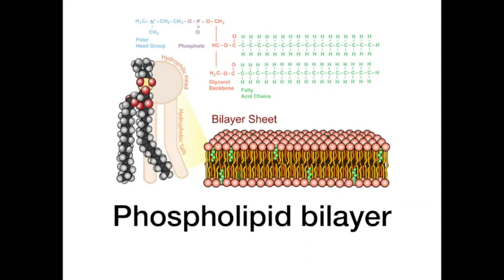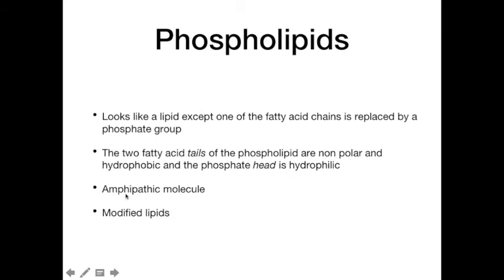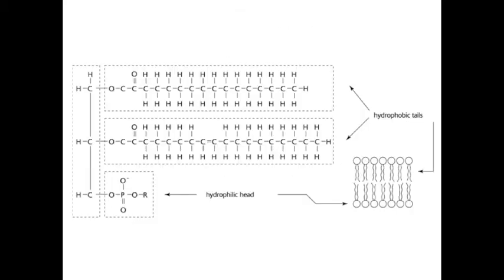Okay, and later when we look into the cell and its plasma membrane, we will see its biological importance more in depth. Now, what I want you to understand here is that phospholipids are called amphipathic molecules. Why? They are called amphipathic molecules because they are both hydrophilic and hydrophobic.